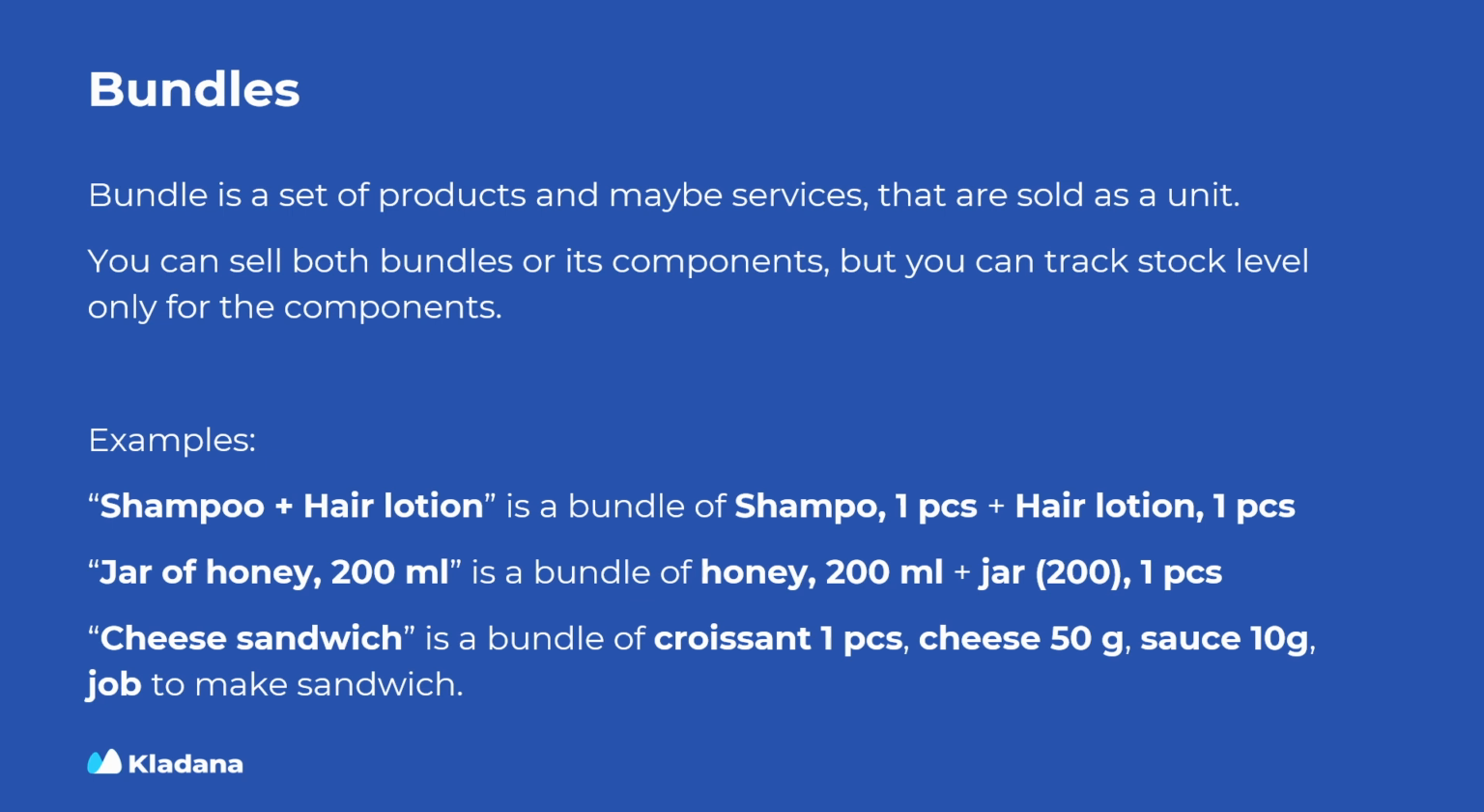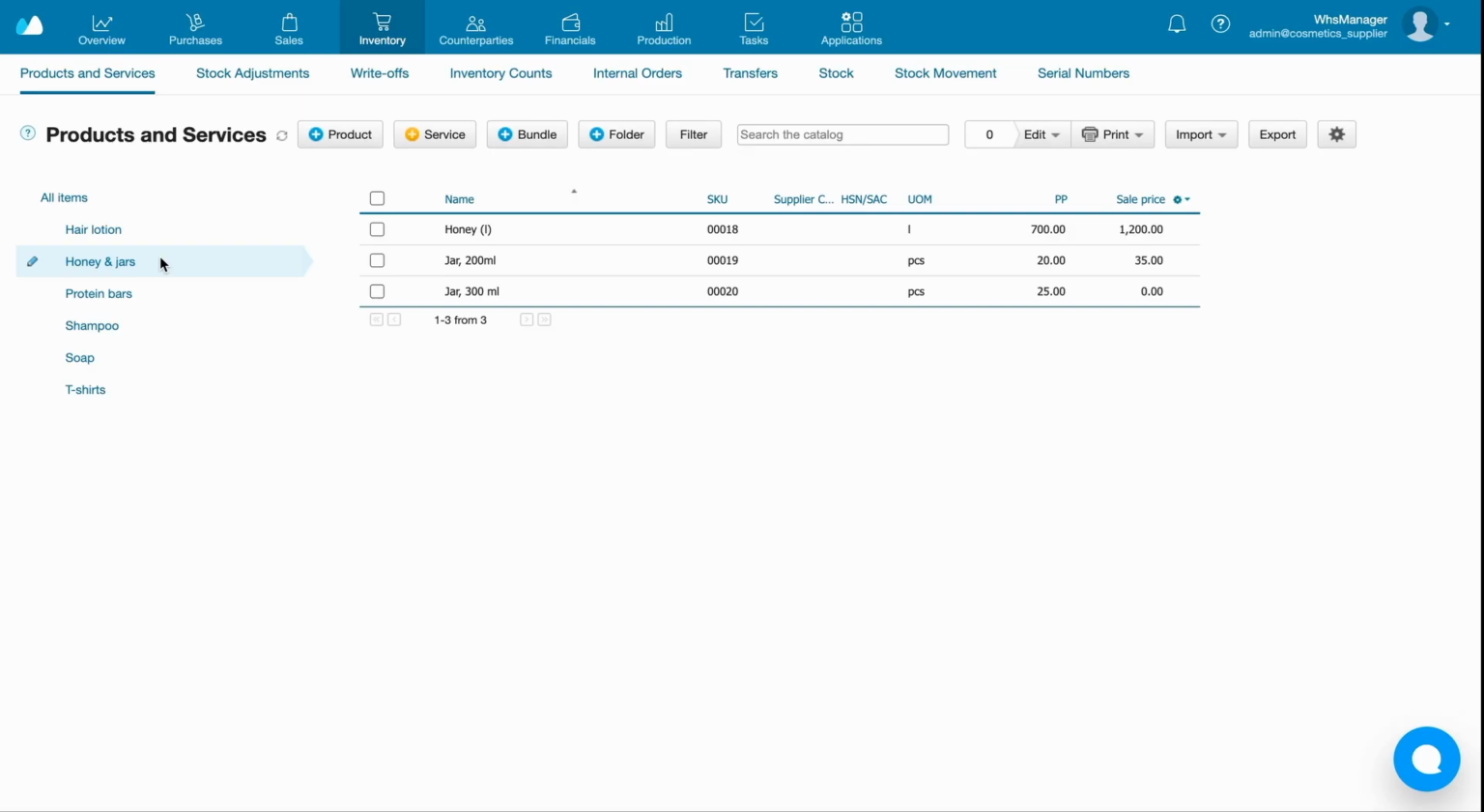For example, if you sell pizza or sandwiches and prepare such food to customers' orders, you can create such products as bundles. It is convenient if you use the same ingredients to make different finished items. Now I will show you how to create and sell a bundle item in Kladana.